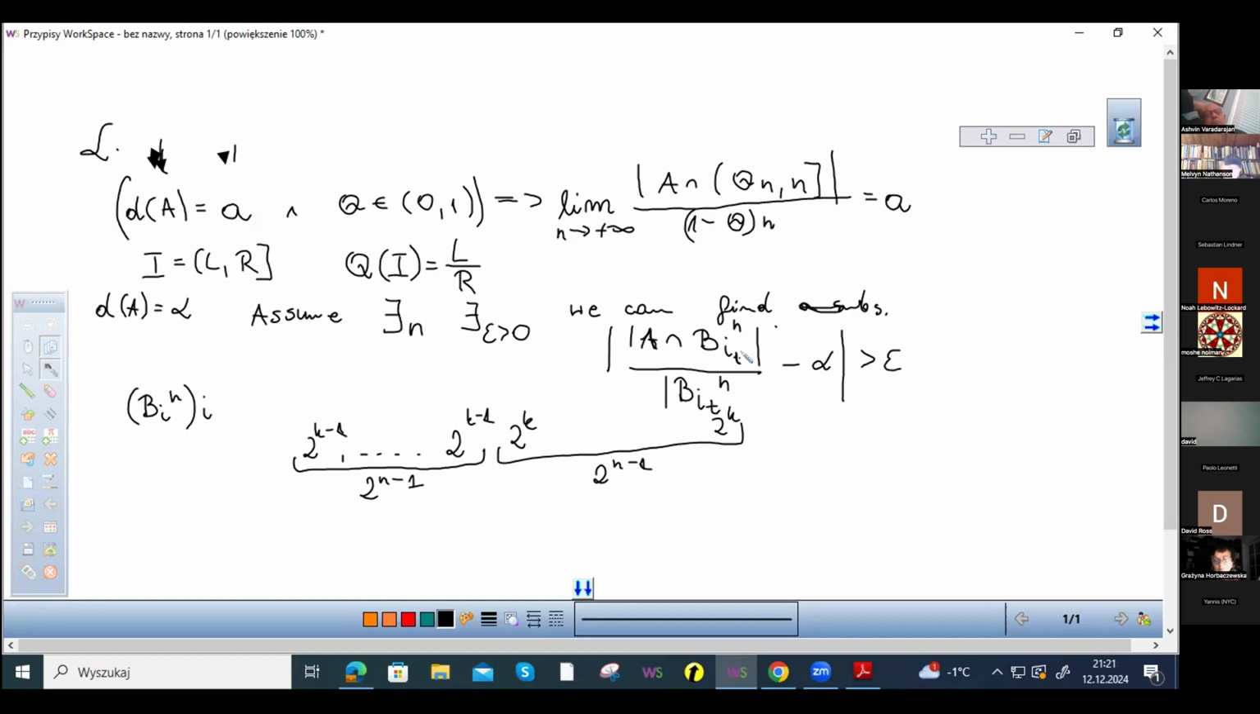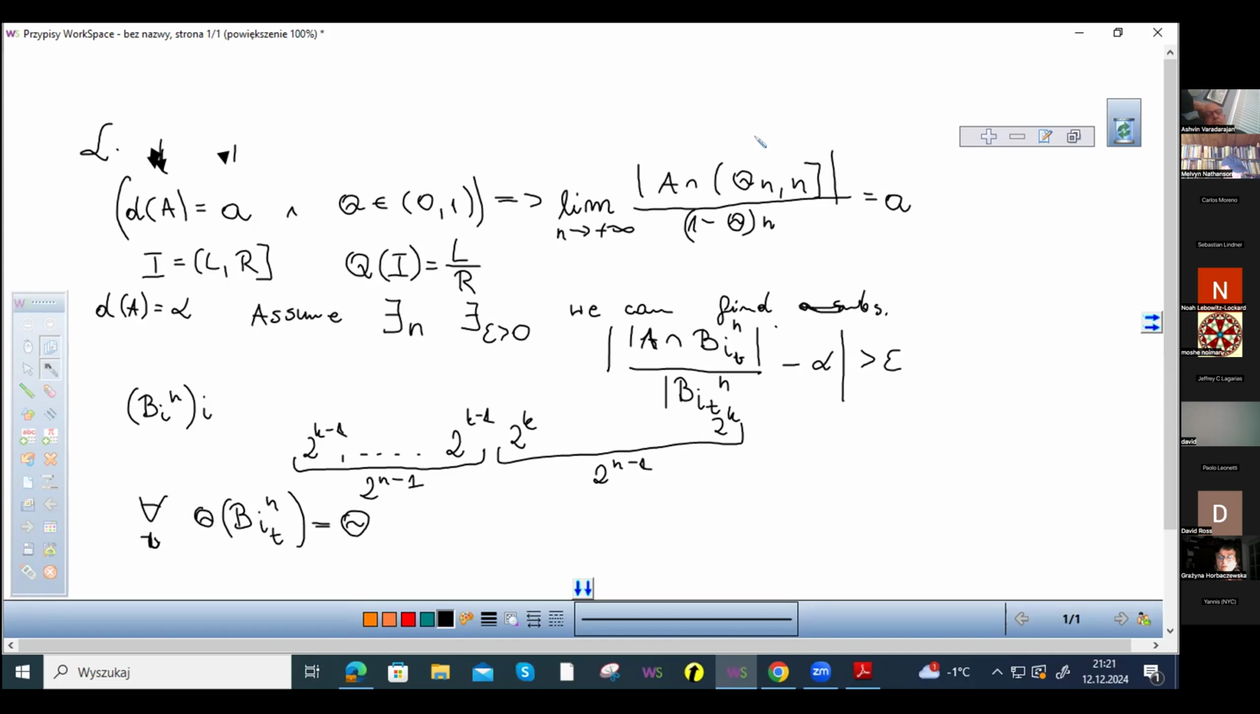Maybe choosing some subsequence, we can assure that for every term from our sequence, the theta found for this special set is equal to the same number. I'm going to denote it by theta. Okay, so we are here.